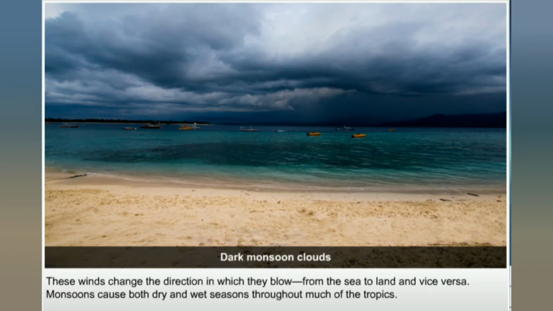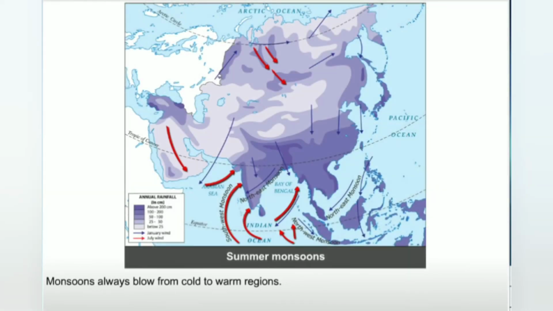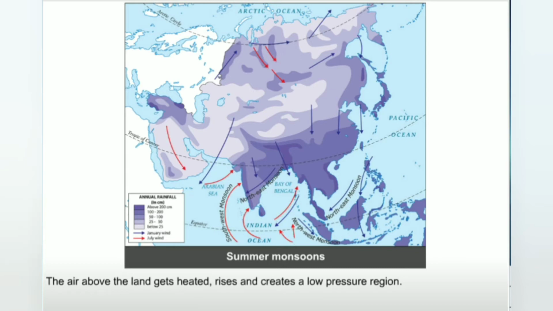Monsoons cause both dry and wet seasons throughout much of the tropics. The monsoons are most often associated with the Indian Ocean and determine the climate of most of India and Southeast Asia. Monsoons always blow from cold to warm regions. When the sun shines directly over the Tropic of Cancer, or 23.5 degrees north, Central Asia experiences summer. The air above the land gets heated, rises, and creates a low-pressure region.